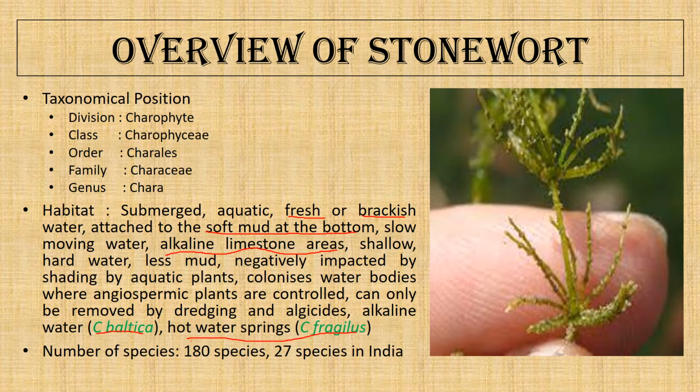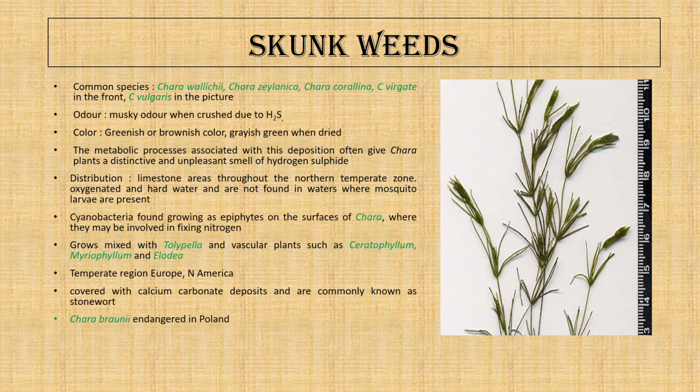Out of the 180 species in India, only 27 species have been noted. So these are the common species of Chara that are found in India. Chara gives a very musky odor due to the presence of sulfur when it is crushed. The color of Chara is usually green, but when it is desiccated, it can look a bit brownish also. And it is cosmopolitan in distribution.